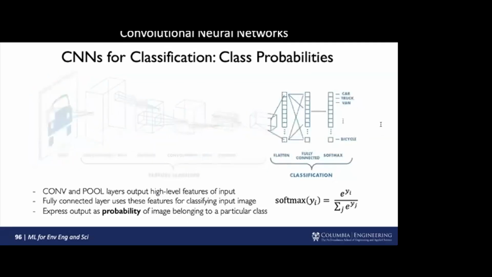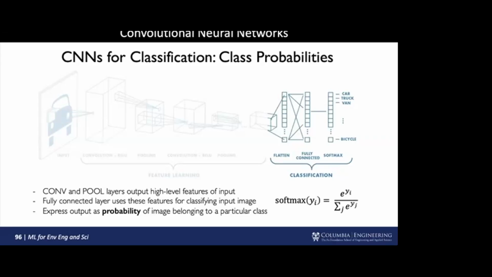So at the end of a CNN, we move from features to decisions. The convolution and the pooling layers have already extracted high-level features from the image. Then these features are passed into a fully connected layer, which combines them to make a prediction. Finally, we apply a softmax function. The softmax converts the raw output into probabilities, one for each class, and all probabilities add up to 1, right? Because that's from statistics.